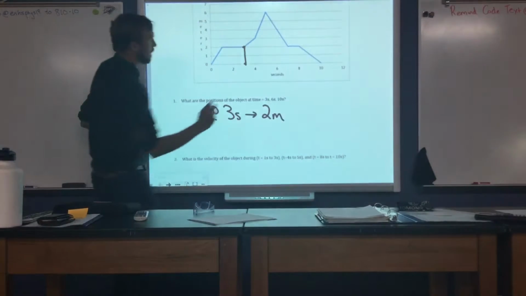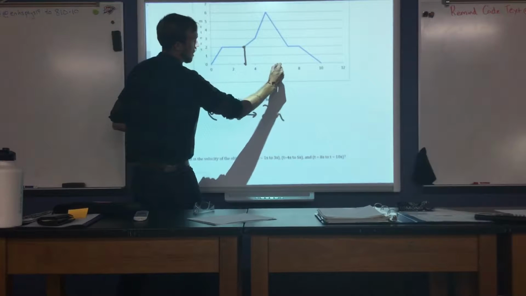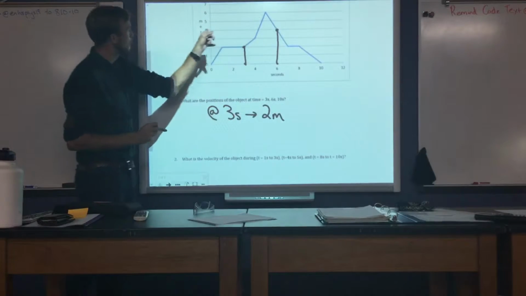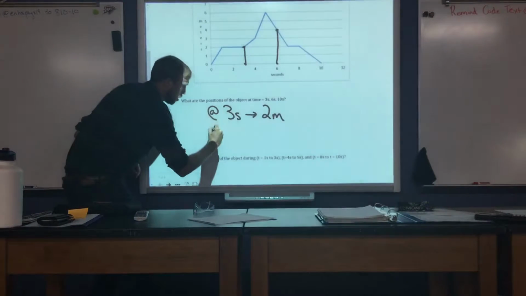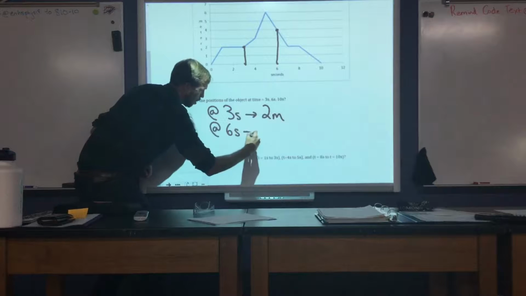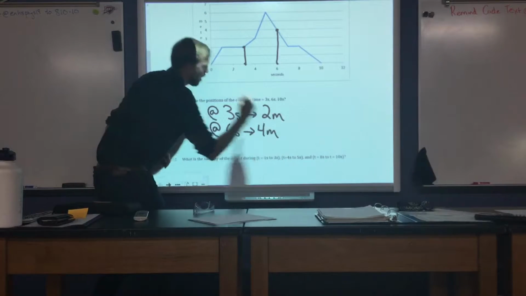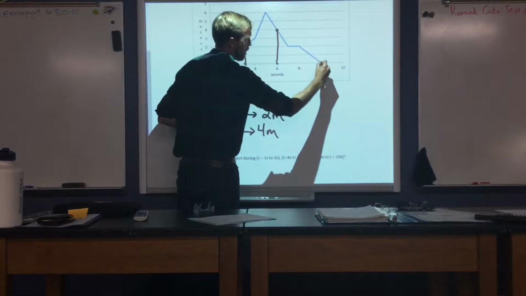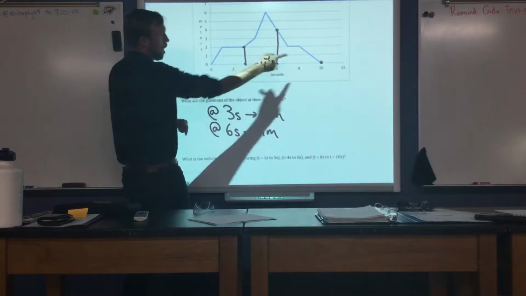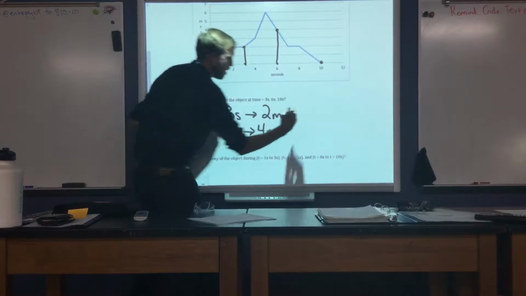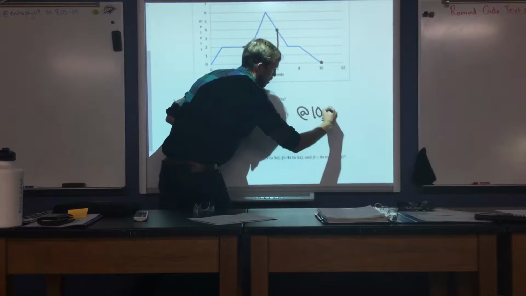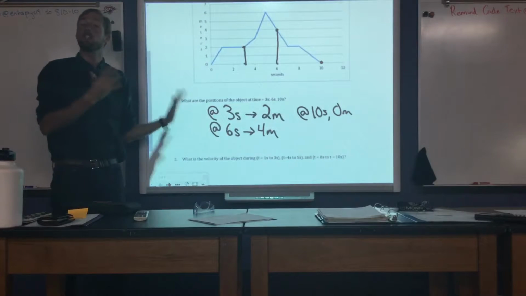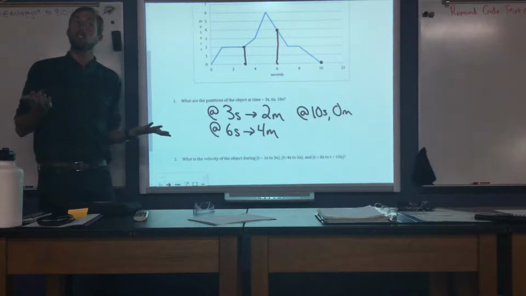We'll next look at 6 seconds. So I'll come over here to my point at 6 seconds. Trace up on my graph. Looks like I'm right near about a position of 4 meters. And then lastly, at a time of 10 seconds, looks like I'm at a position of 0 meters. That's where my line is hitting. So at 10 seconds, I'm at a position of 0 meters. So because our graph is a position versus time graph, we can just read our points directly to tell us about the position.